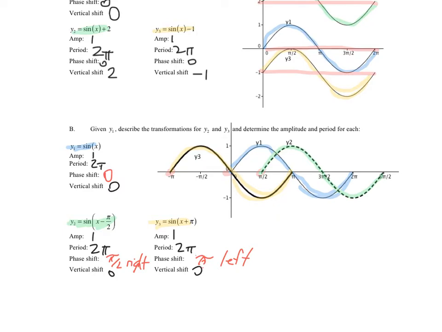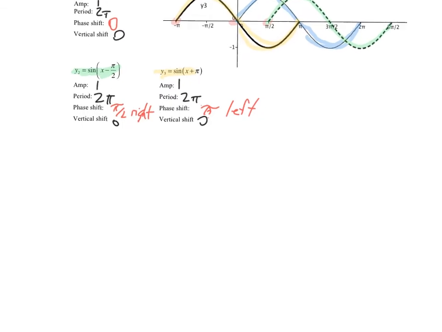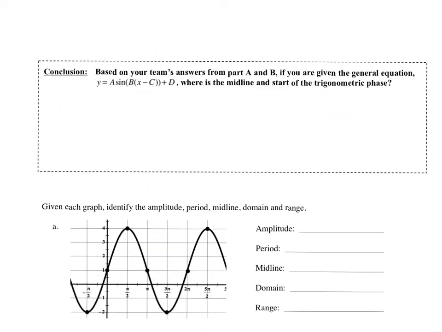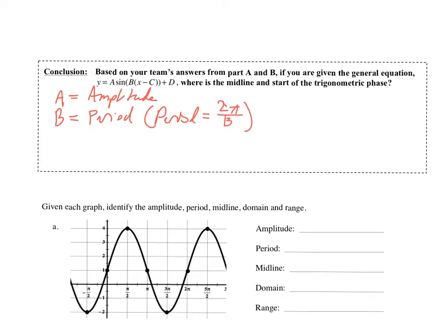So let's summarize everything that we've done so far. That's going to be on the next page. Based on the previous page, here's what these transformations do. The A value is the amplitude of the graph. The B value tells us the period, or horizontal stretching and shrinking. And remember, the period equals 2 pi divided by the B value.